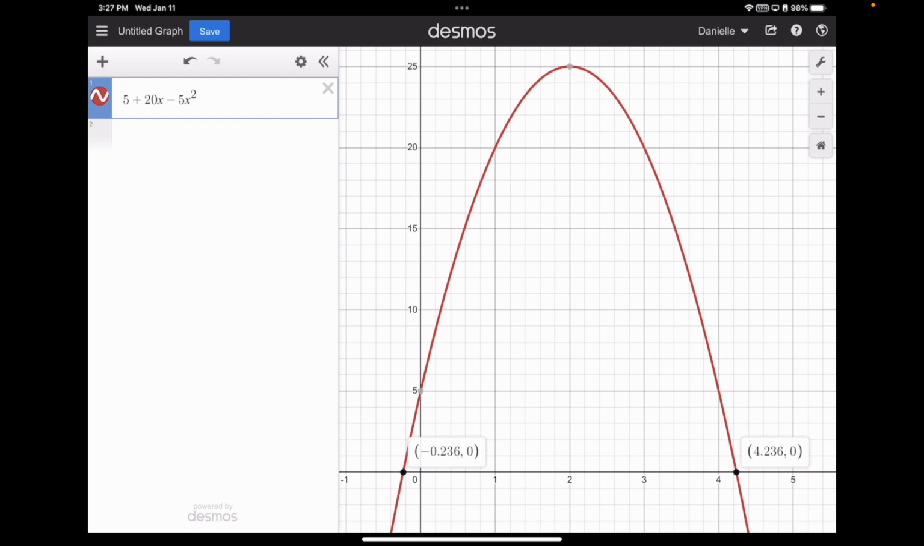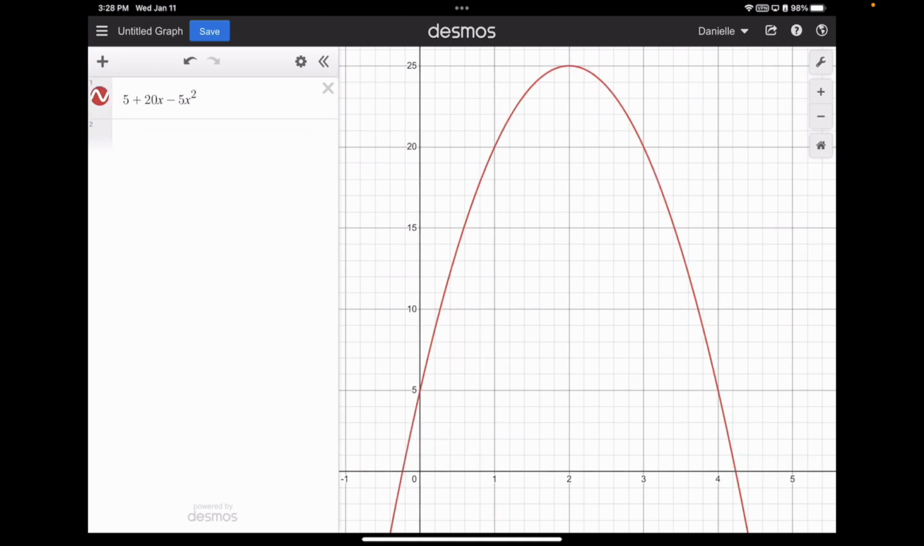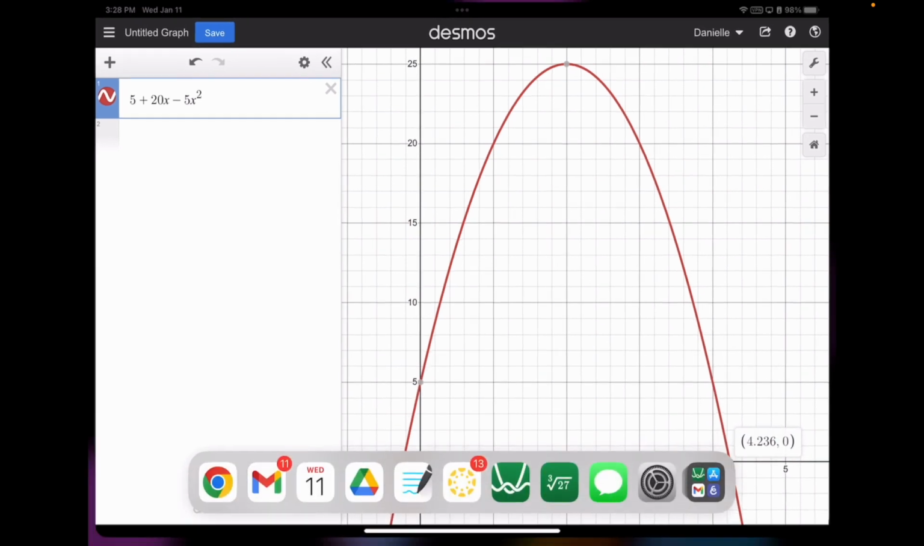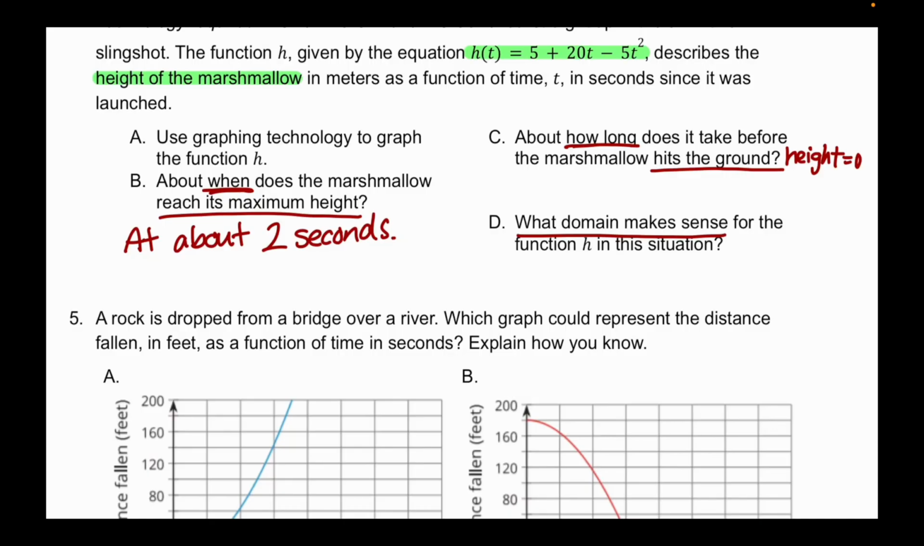That one does not make as much sense because the marshmallow did not necessarily start on the ground. We'll talk about that in a minute when we talk about the domain question. So we're going to say at about 4.2 seconds, or you can say more specifically 4.236. I'm going to say about 4.2 seconds.